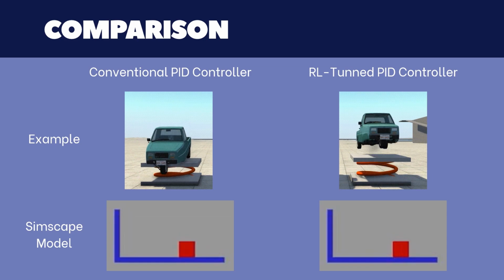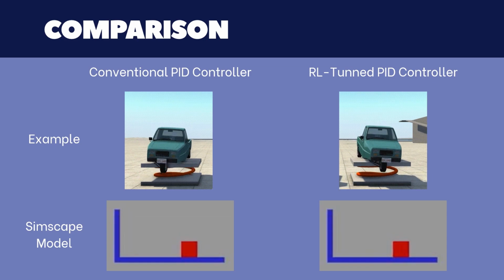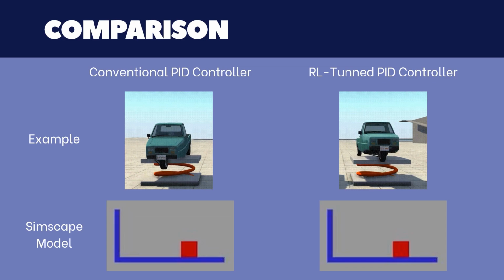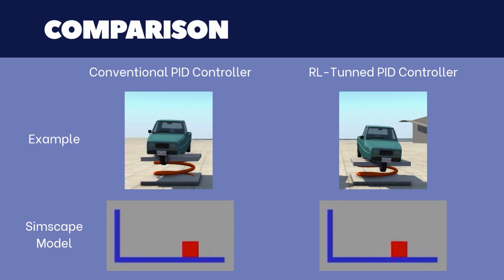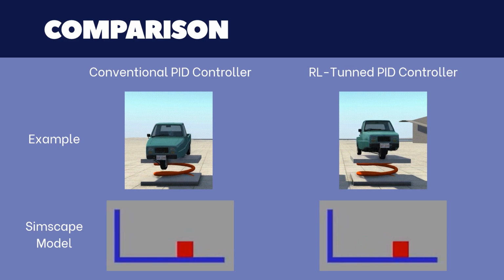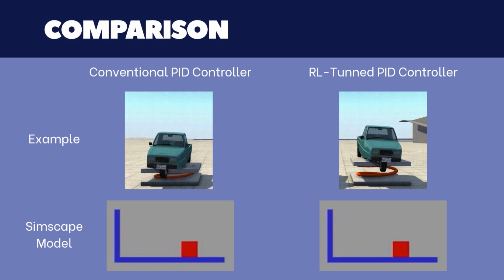Second pair of images. These simulations use Simscape. The first GIF on the left shows a mass spring system controlled by a conventional PID controller. Notice the oscillations that occur before the system stabilizes. On the right, the RL-tuned PID controller handles the same system. The response is smooth, with no oscillations, and the mass settles directly at the target position. These examples highlight how RL-based tuning offers both faster convergence and better performance in terms of stability and smoothness.